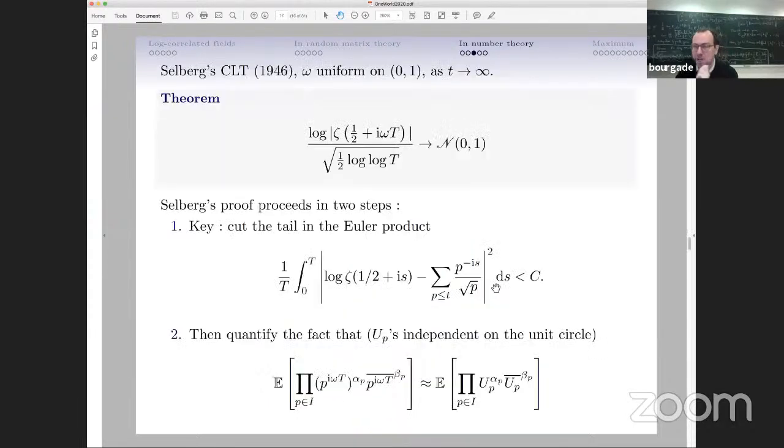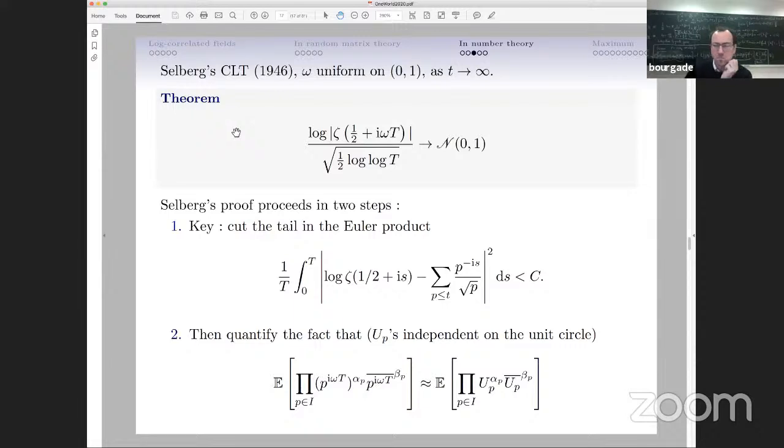Selberg had proved it's a Gaussian. It's a famous theorem from 1946. He did not state it as a central limit theorem. He just calculated moments and he got formulas and never eventually commented that it's Gaussian. So the theorem tells you that if you pick a random point along the critical axis between height zero and capital T, then the log of zeta converges to a Gaussian, provided you normalize by the square root of 1/2 of double log T. So I promised in this talk to give a few techniques for proving log-related fields, including in number theory. So I want to explain how you prove this.